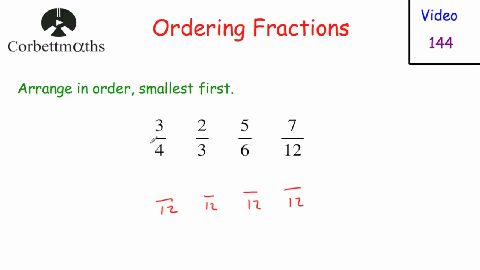So we've got 3/4. Well, to get from 4 to 12, you multiply by 3. So we're going to need to multiply the numerator here by 3. Well, 3 times 3 is 9. So 3/4 is 9/12. To get from 3 to 12, you multiply by 4, so you need to multiply this numerator by 4. 2 times 4 is equal to 8, so 2/3 is the same as 8/12.